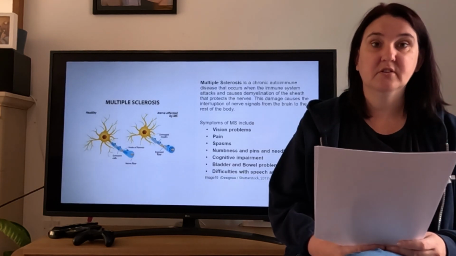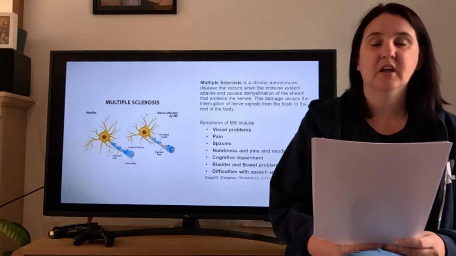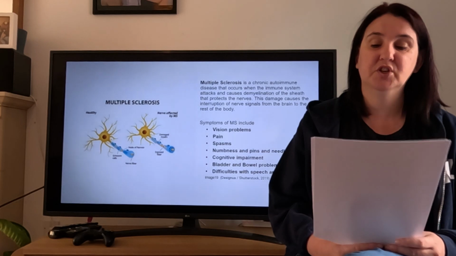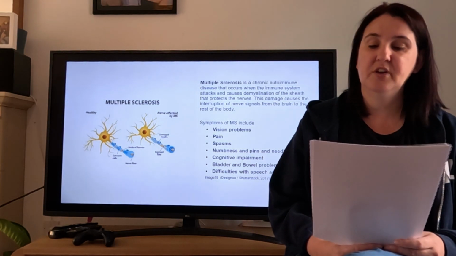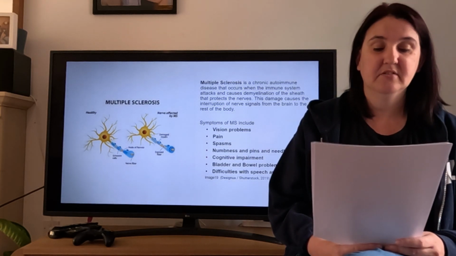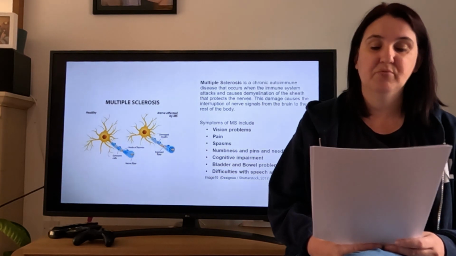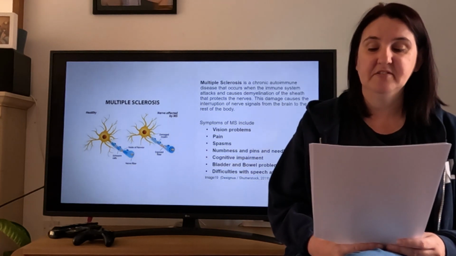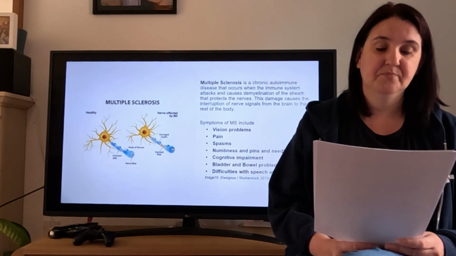Multiple sclerosis is a chronic autoimmune disease that occurs when the immune system attacks and causes demyelination of the sheath that protects the nerves. This damage causes interruption to the nerve signals from the brain and the rest of the body. There are two main types of MS. Relapsing and remitting MS is characterised by episodes that flare up and then improve over time, with progressive MS symptoms getting worse over time with little or no improvement.